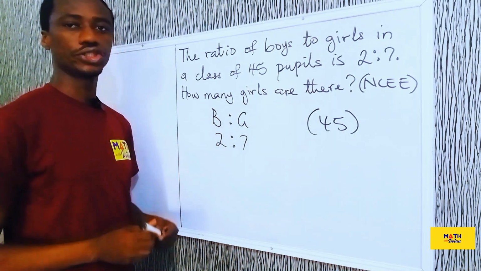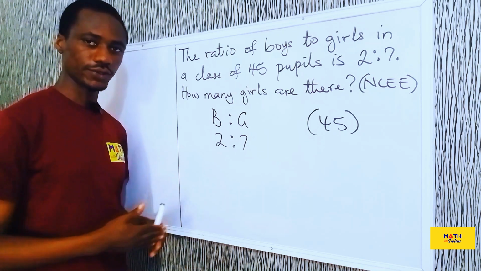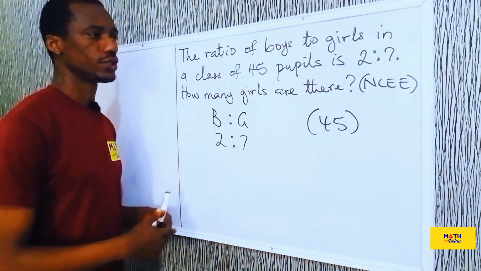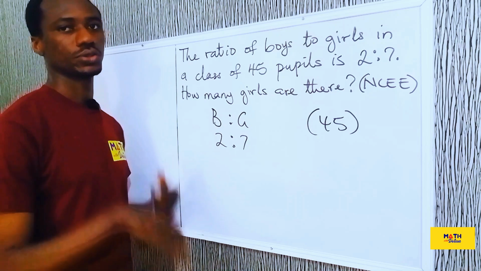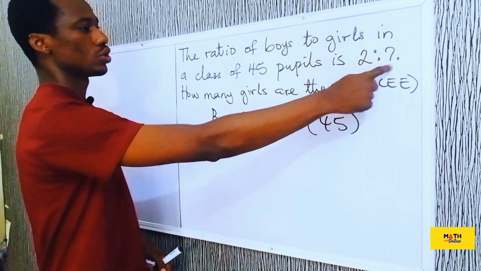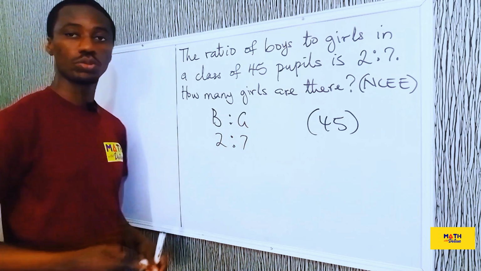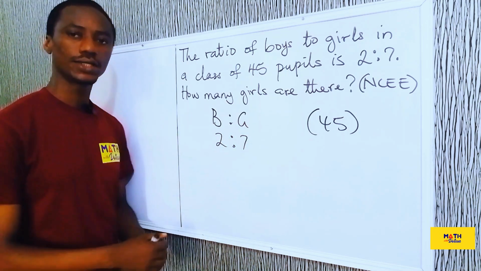Remember that ratio works in respective order, right? So it means the first one takes the first ratio, the second one takes the second ratio, and like that. Okay, so boys to girls, 2 to 7. So boys 2, girls 7. So for every 2 boys, you have 7 girls in the class.